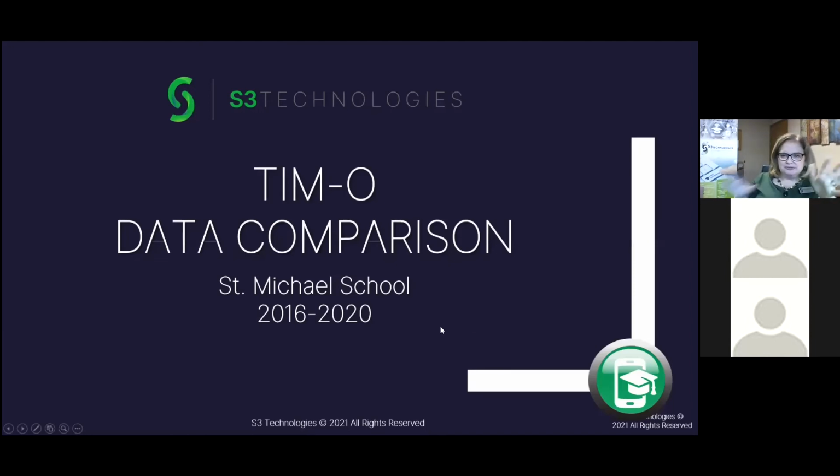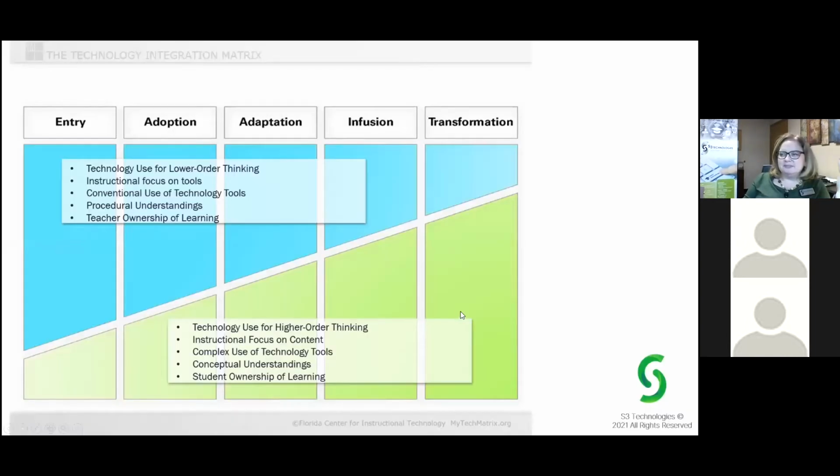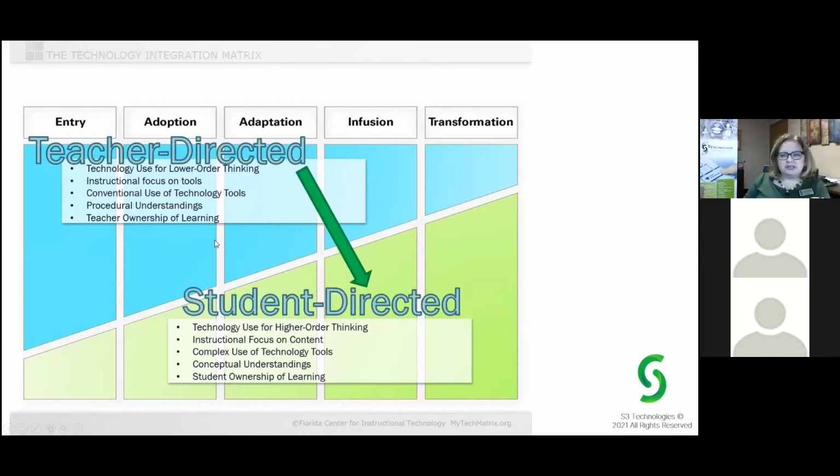The TIM-O is the other data that we use, the TIM observation tool. And again, we get these amazing graphs back out of the spreadsheets that show us really how we're doing and where we're growing. The whole idea behind the TIM model is to move across the model towards the transformation level in all of the 5 characteristics of the classroom. And what you're really doing is moving from a teacher-directed approach to more of a student-directed approach.